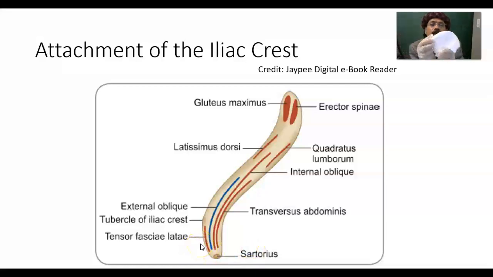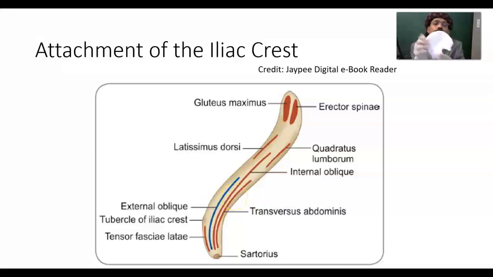External oblique is around 2/3 on the outer lip, and the intermediate area 2/3 is covered by the internal oblique, a little bit longer than that of the external oblique. So this is the origin. External oblique is the insertion. And the inner lip is the site of origin of the transversus abdominis and transversalis fascia.